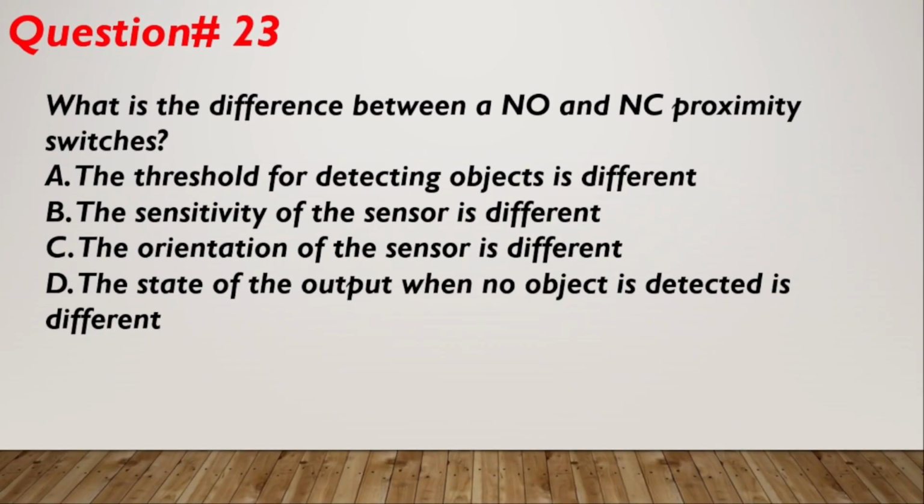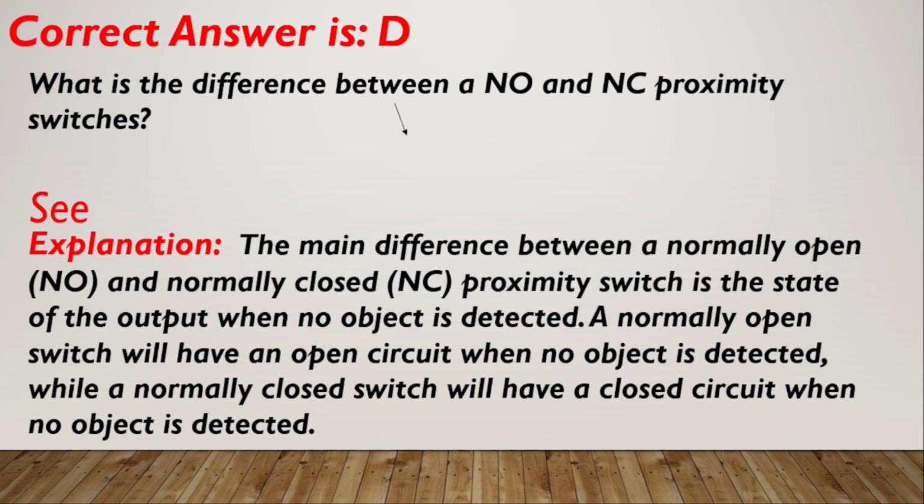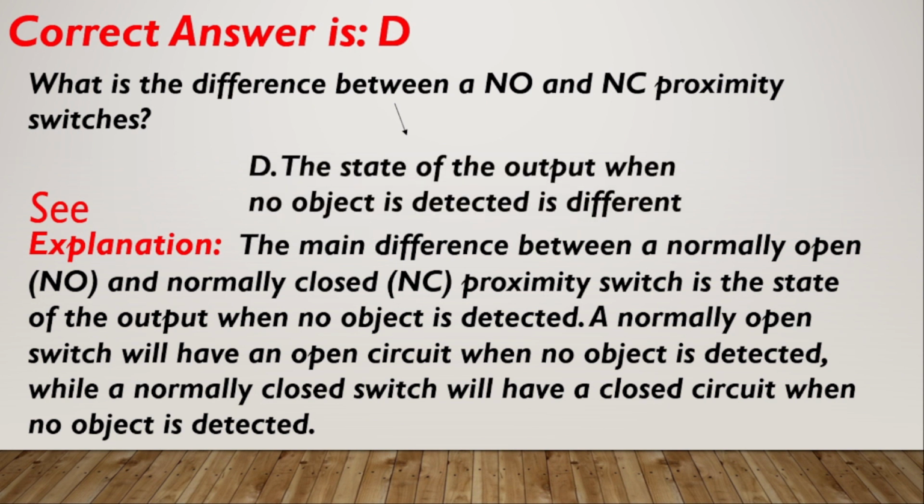Question number 23. What is the difference between NO and NC proximity switches? A. The threshold for detecting object is different. B. The sensitivity of the sensor is different. C. The orientation of the sensor is different. D. The state of the output when no object is detected is different. Correct answer is D. The state of the output when no object is detected is different.